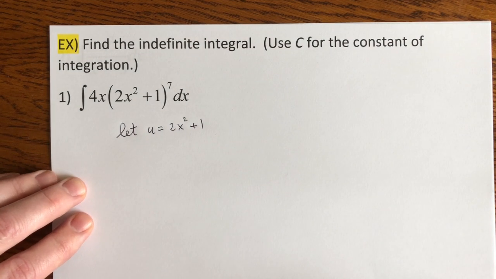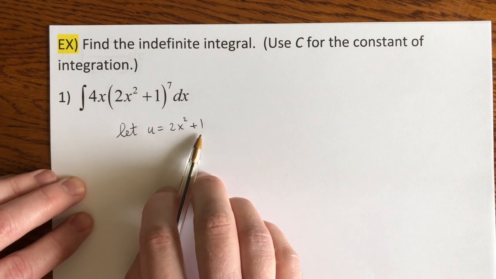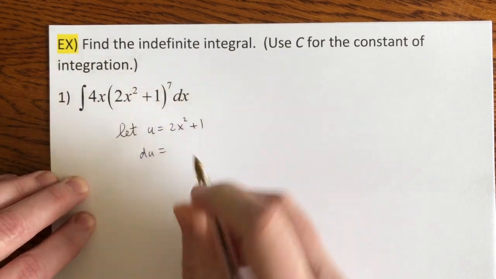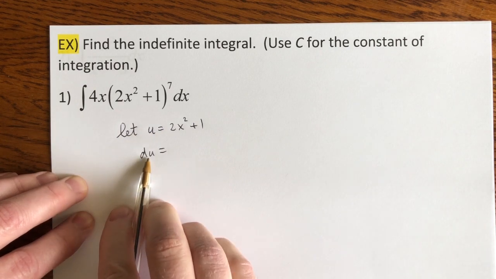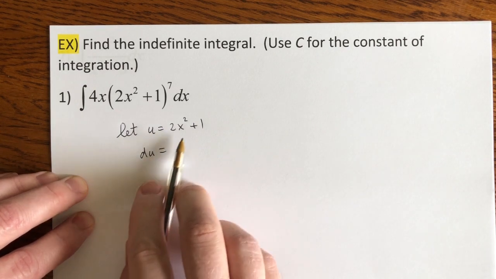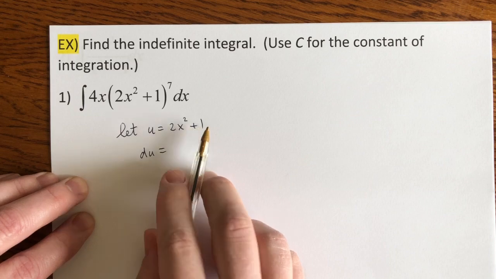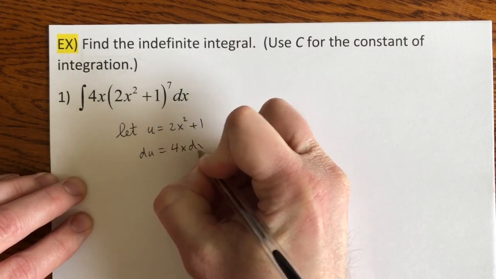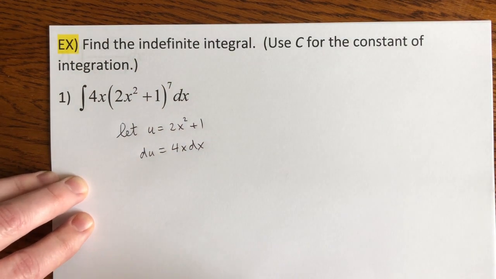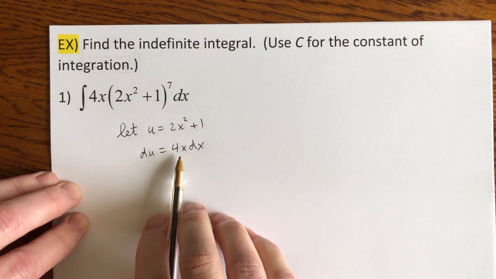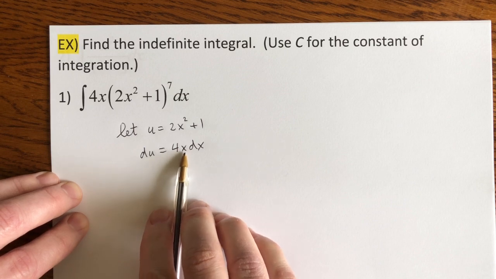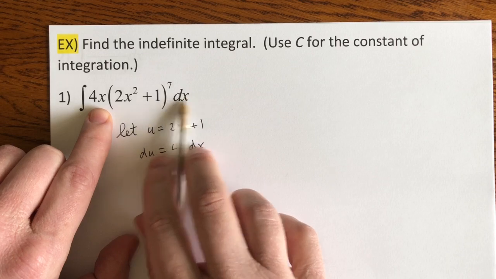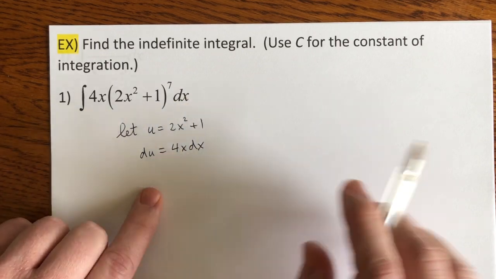And the next step after we've defined what u is equal to is to take the derivative of both sides. So the derivative of u is just 1 du, or just du. And the derivative of the right side with respect to x is 4x dx. So note that we now have a 4x here, like we did in the original, and a dx here, like we had in the original. So what can we do with this information?